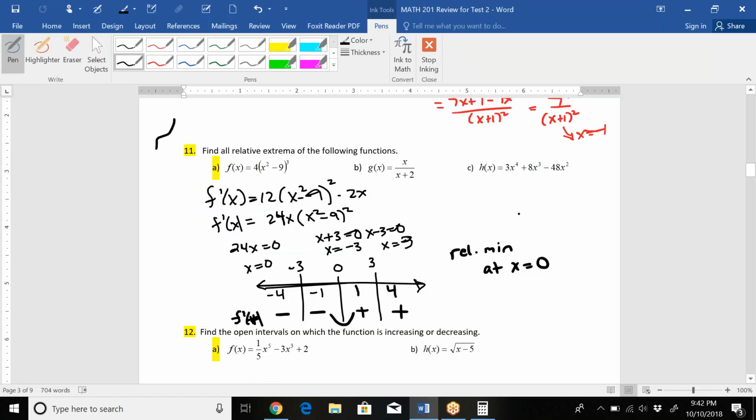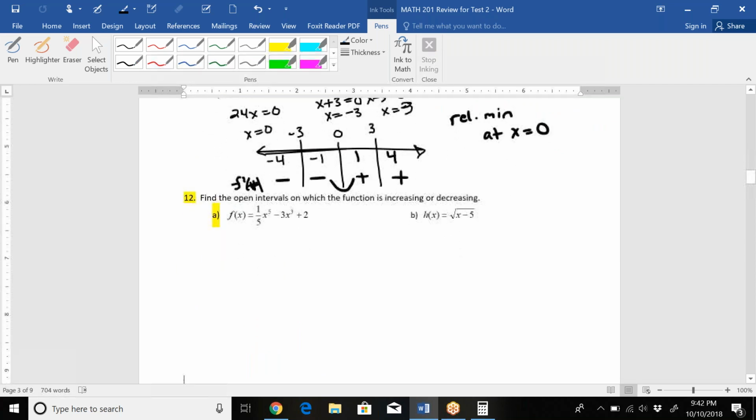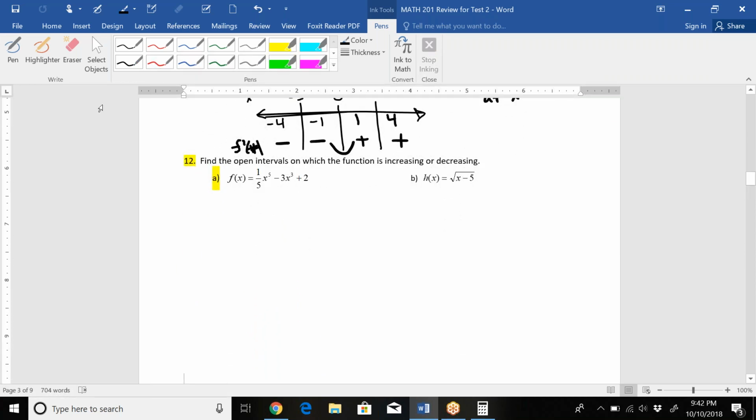All right, let's talk about 12a. It says find the open intervals on which the function is increasing or decreasing. Again, if you're talking about slope of a tangent, maximums or minimums, or increasing or decreasing, you're usually using the first derivative. So let's take the first derivative of this.